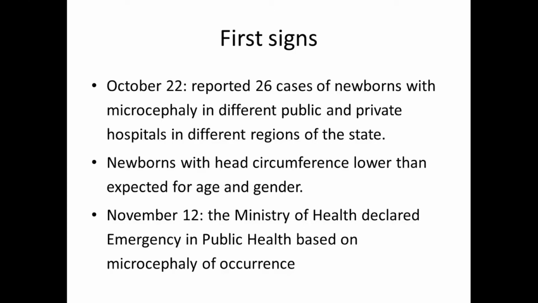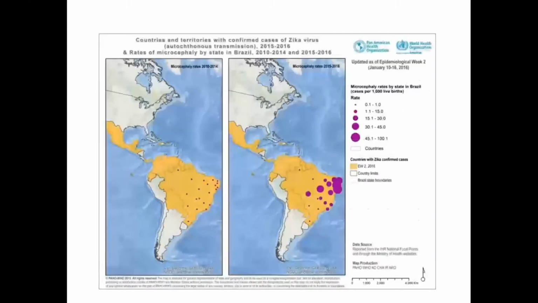And then the Ministry of Health in Brazil did a further investigation, and they announced a public health emergency nationally in November. And this just shows where the microcephaly cases are located. This is the number of microcephaly cases in 2010 to 2014, and this is 2015, 16. So you can see a massive difference, particularly up in this northeast area. And they've had a 20-fold increase in the number of cases of microcephaly reported from some areas.